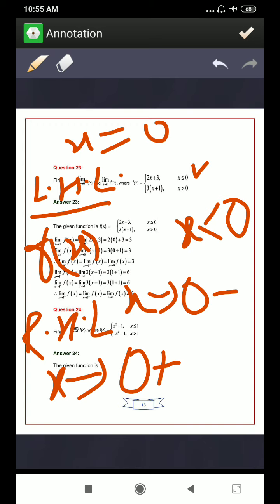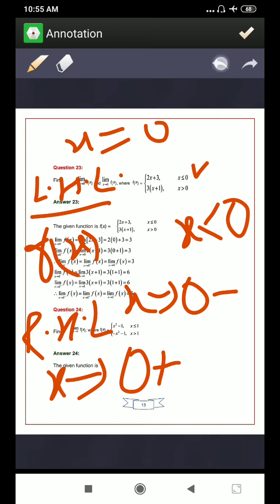Here we have to calculate at two places, at x equal to 0 and at x equal to 1. Similarly at x equal to 1, you have to take the same function on the left hand side as well as the right hand side. Why? Because x equal to 1 lies in the region x greater than 0. So both sides will consider this as the function.